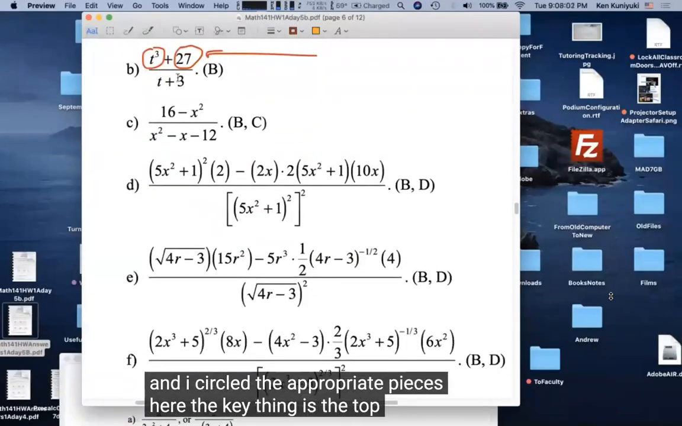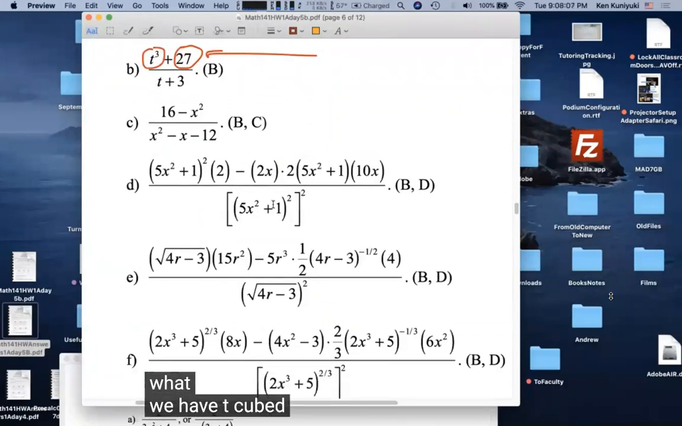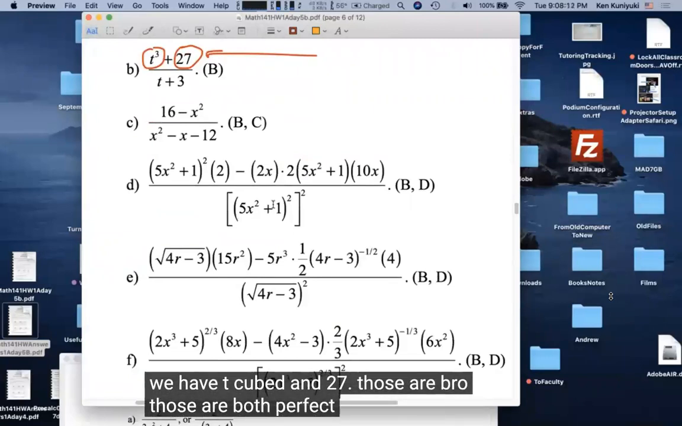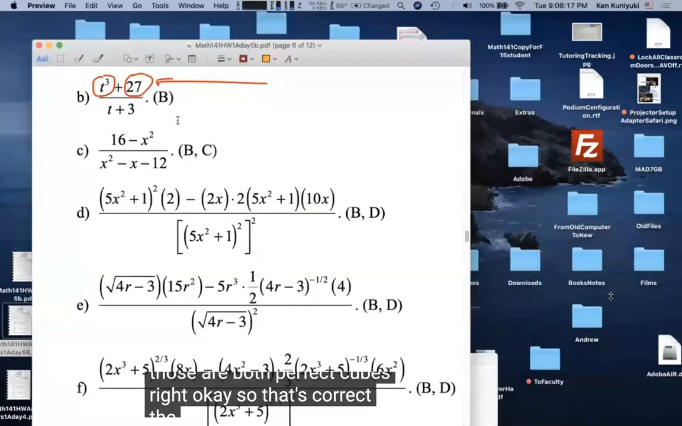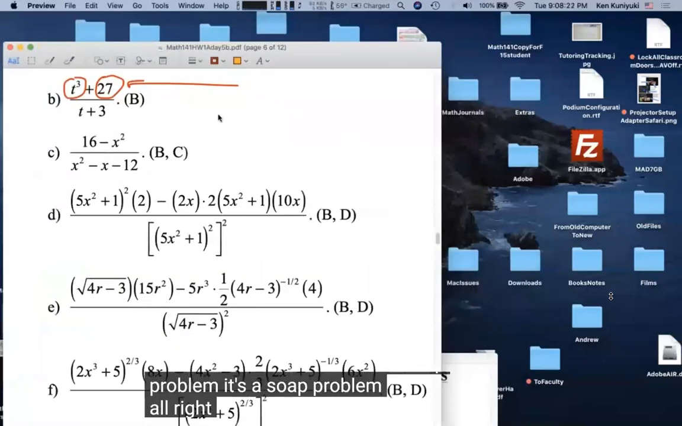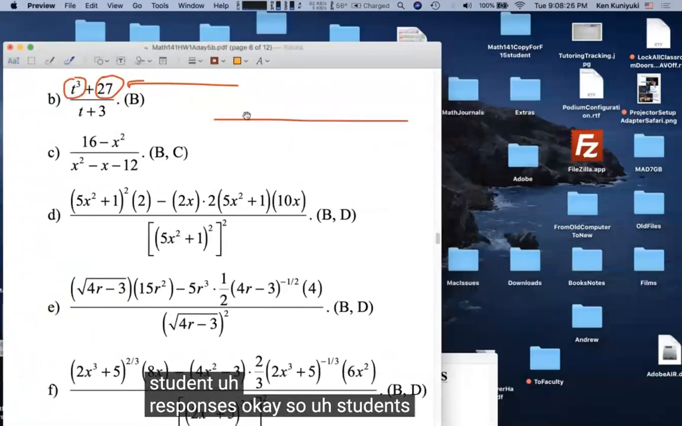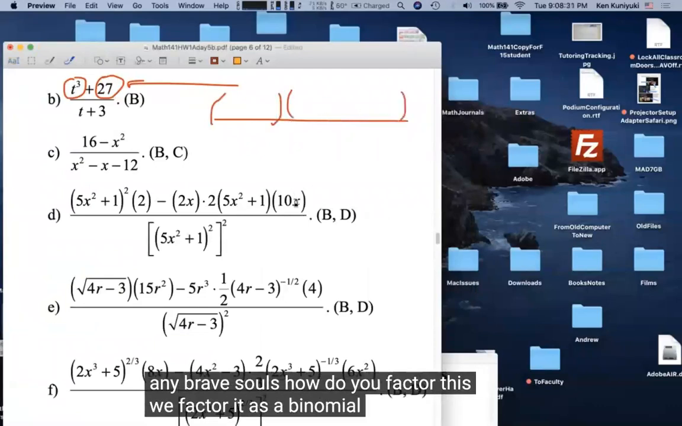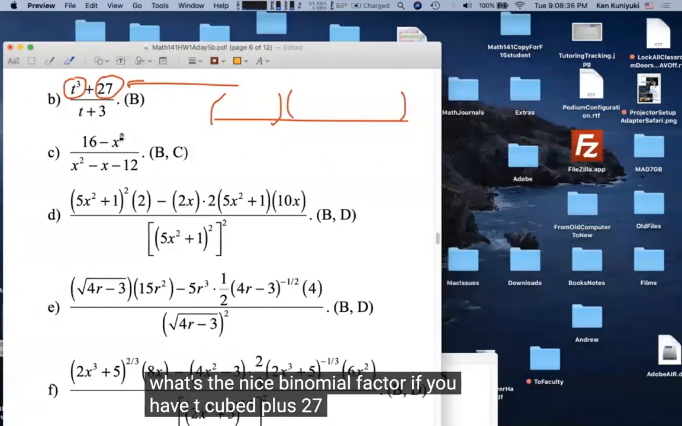The key thing is the top. On the top, we have the sum of two nice what? We have t cubed and 27. Those are both perfect cubes, right? Okay, so that's correct. The sum of two cubes. So it's a SOAP problem. And by the way, I do welcome student responses. Okay, so students, any brave souls, how do you factor this? We factor it as a binomial times a trinomial. What's the nice binomial factor if you have t cubed plus 27?